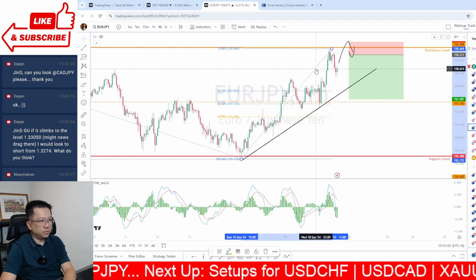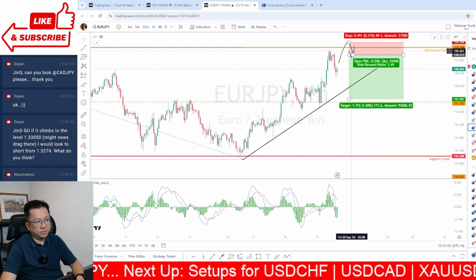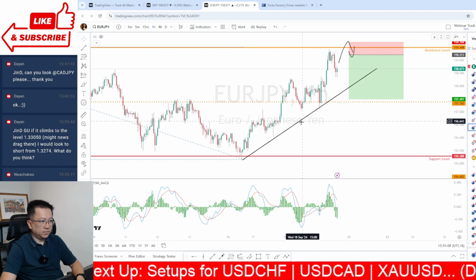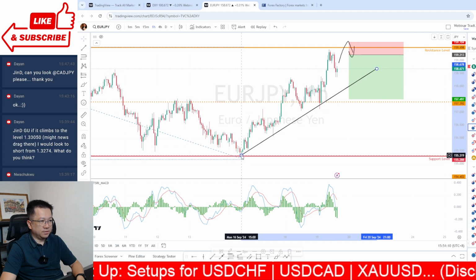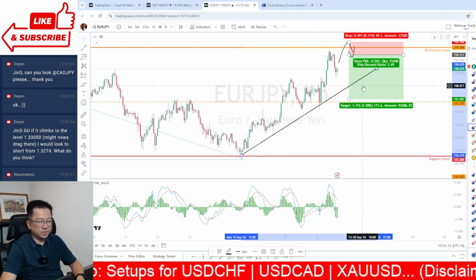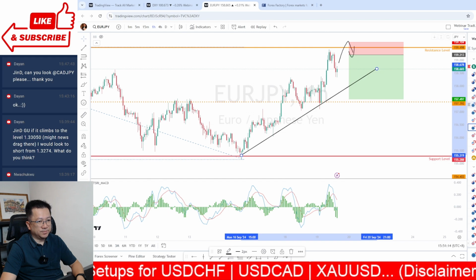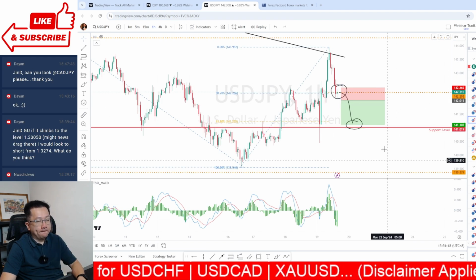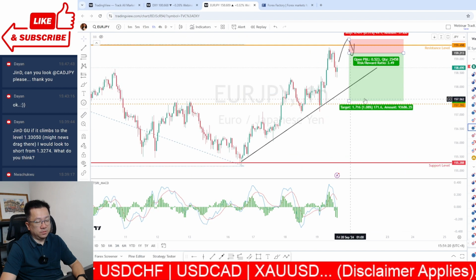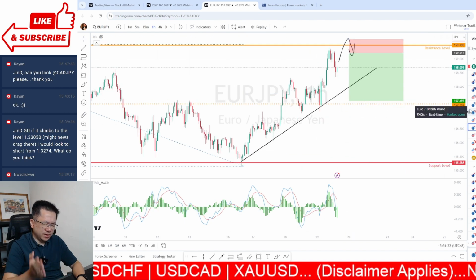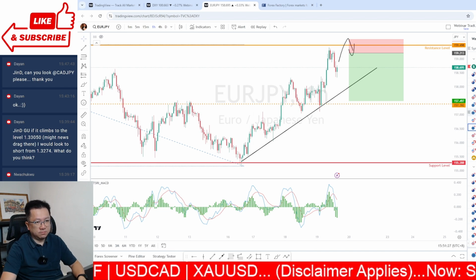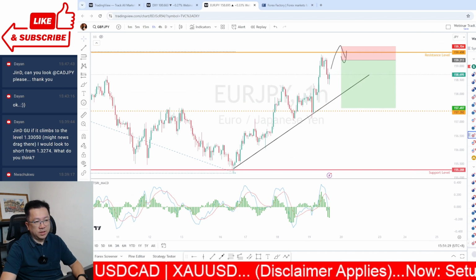So test, reject resistance, push down. The trend line is there. It could make sense, but it's possibly going to break lower, especially if the US yen starts dragging to the downside as well. Then we could see the euro yen drag lower. Sorry guys, I'm totally cuckoo today.